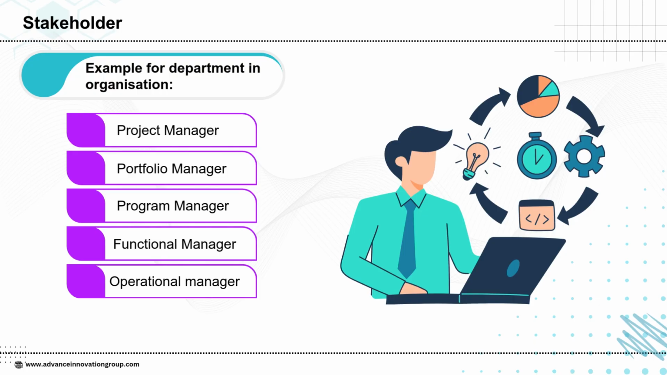Examples of departments within an organization that act as stakeholders in a project include the project manager, portfolio manager, program manager, functional manager, and operational manager. Each of these roles plays a critical part in ensuring the success of a project by providing oversight, guidance, resource management, and strategic alignment. Their involvement helps ensure the project aligns with the organization's goals, manages risks effectively, and delivers value. Understanding the roles of these internal stakeholders is essential for project managers to facilitate collaboration, resolve conflicts, and drive the project toward successful completion.